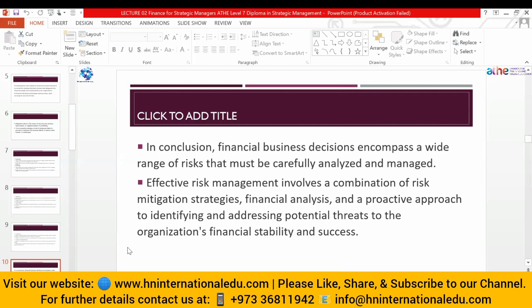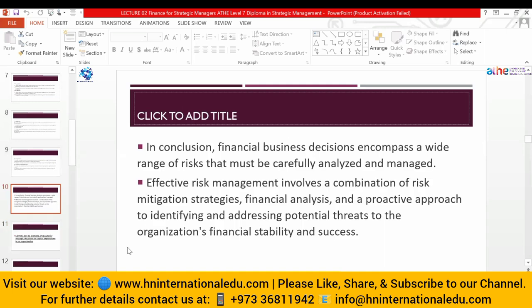Financial analysis, cash inflow, outflow, income statement, profit, loss, everything, and a proactive approach to identifying and addressing potential threats to the organization's financial stability and success. In taking those measures which you think you're capable enough to take control over, definitely the success is going to be yours, and the business is going to be sustained in the market for a very prolonged period of time. So this was assessment criteria 1.3.